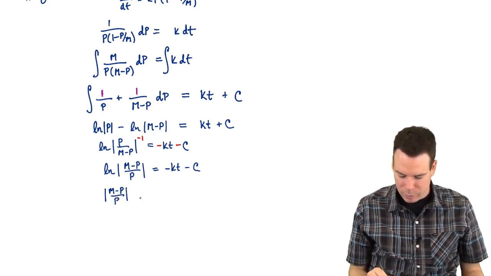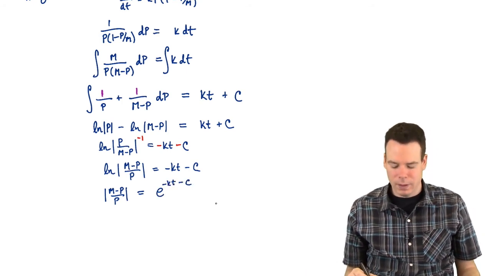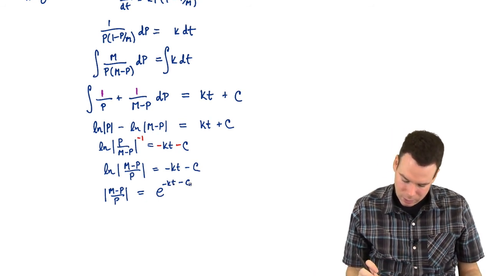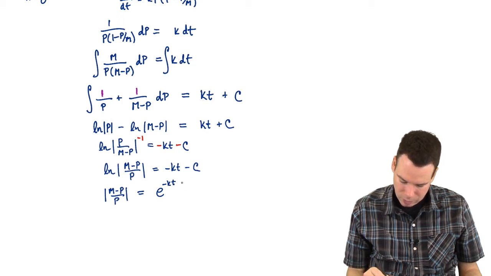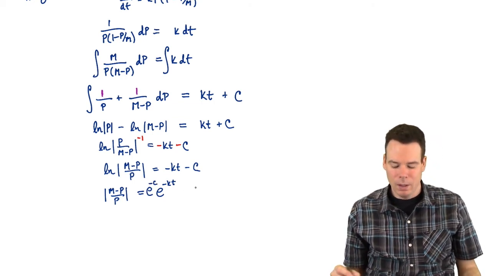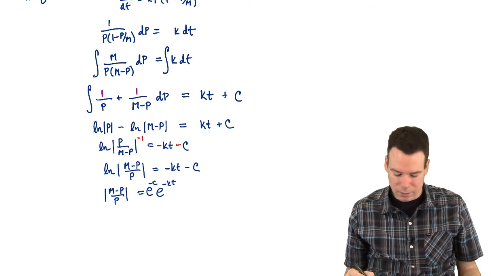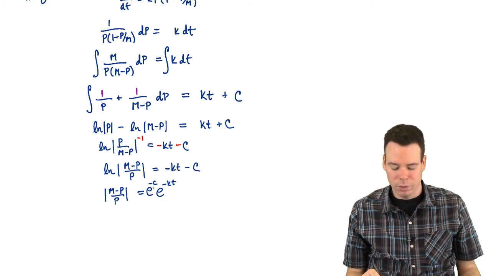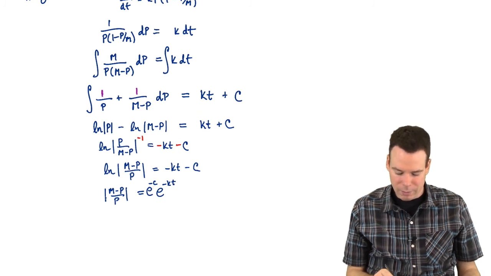and I get absolute value of m minus p over p is equal to e to the negative kt minus c. I'm going to do a couple of things here. One thing I'm going to do is say, well, e to the negative kt minus c, I could take that negative c, now watch what happens, and just split it up so that it's e to the negative c times e to the negative kt. But e to the negative c, that's just a constant. It's actually a positive constant because exponentials are always positive. But I've got an absolute value here.